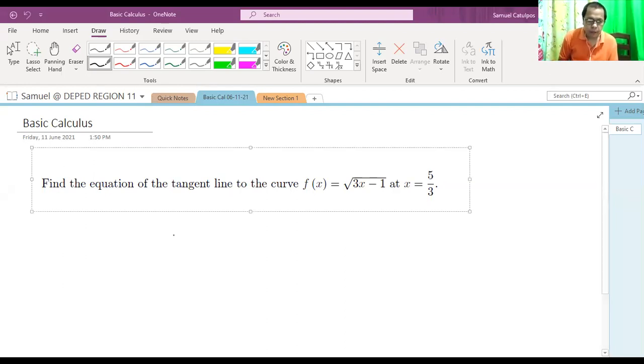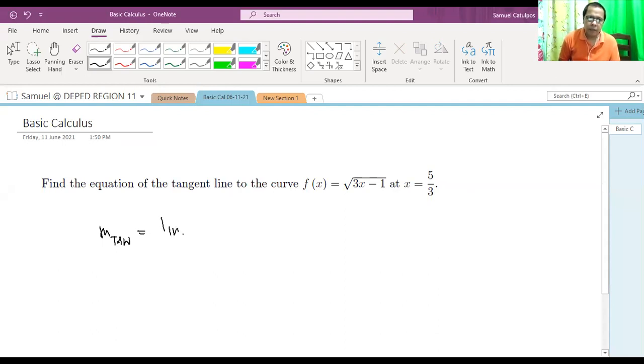Okay, so first, equation of tangent. So let us first get the slope of the tangent line, no? Slope of the tangent line. So that is m of the tangent line, no? So m of the tangent line is just equal to the limit as x approaches to c. By the way, this is now the solution. So this is at x approaches to c. Ang formula una.